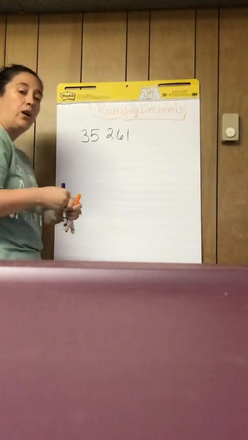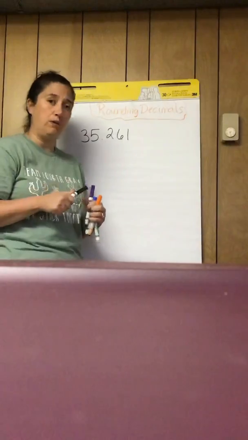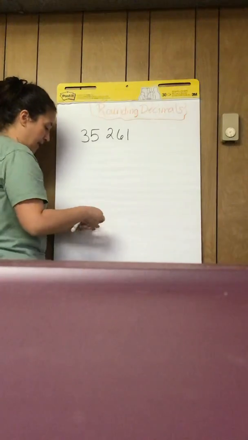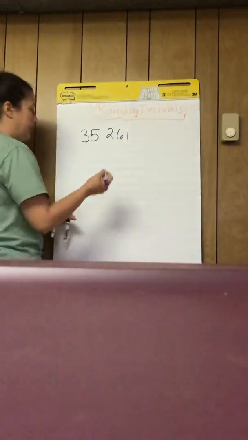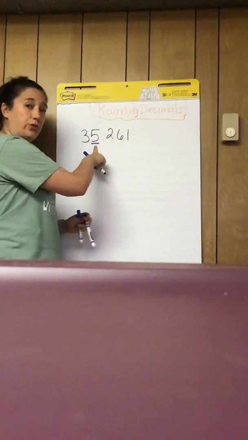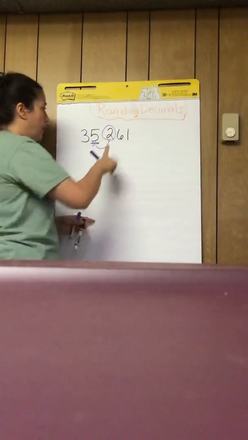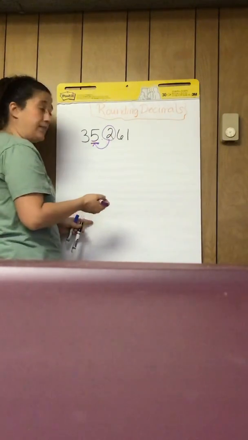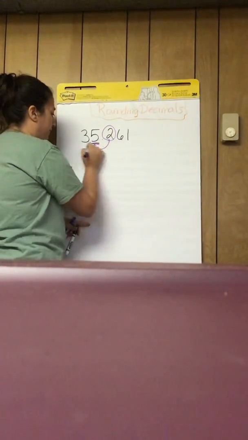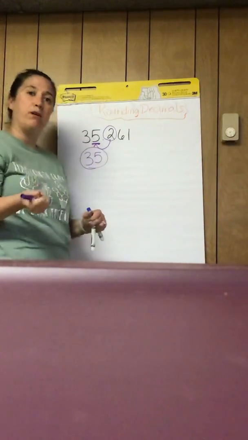35.261, boys and girls, when you round decimals, you only have to round them to the nearest whole number. So here I have 35 and 261 thousandths. My nearest whole number here is my 5. So if I'm going to round it to my nearest whole number, I'm going to underline my 5, circle my 2, draw my line to it. My 2 tells my 5 to stay the same, so it rounds to 35. And that is my answer. I do not include my decimal or fill the rest in with zeros.